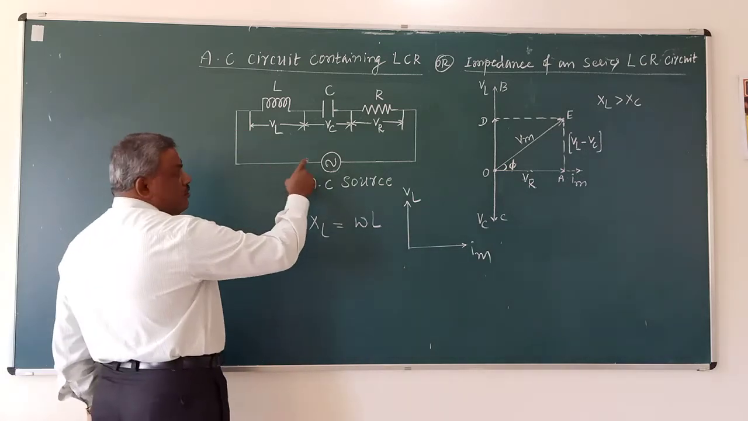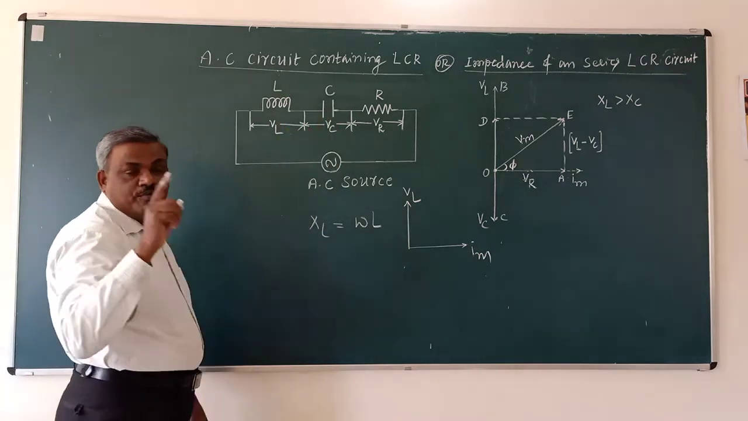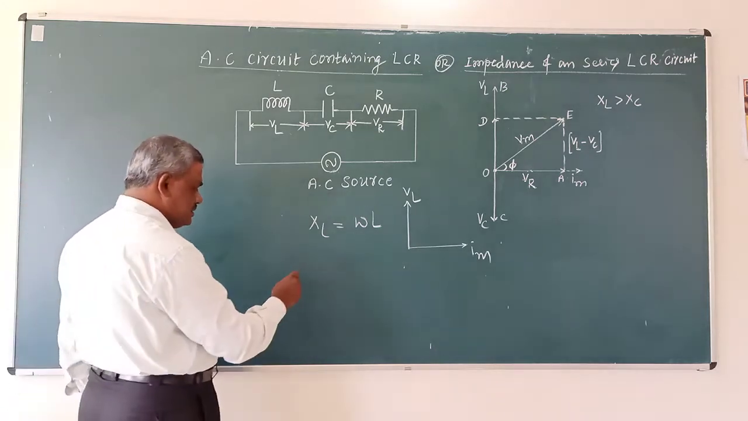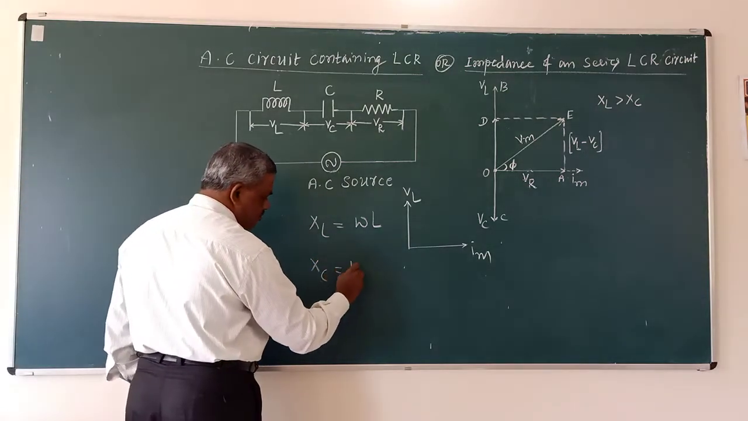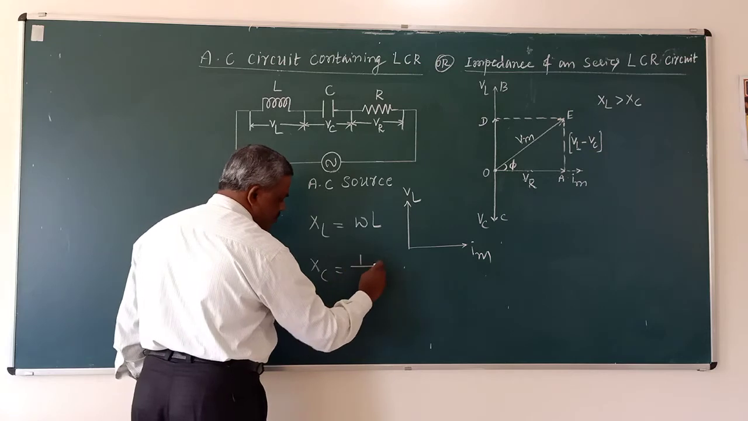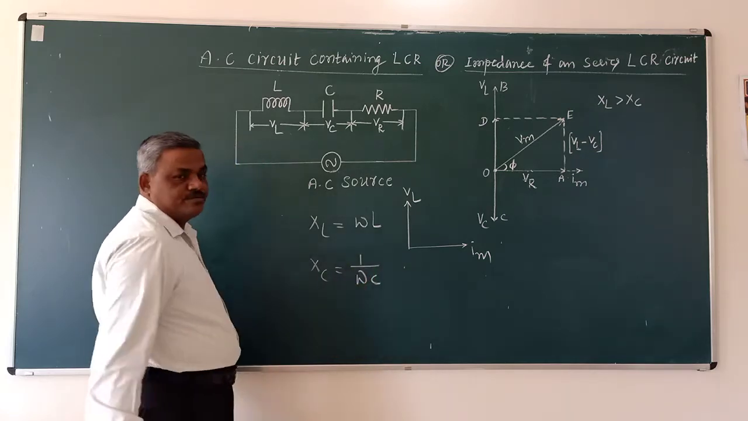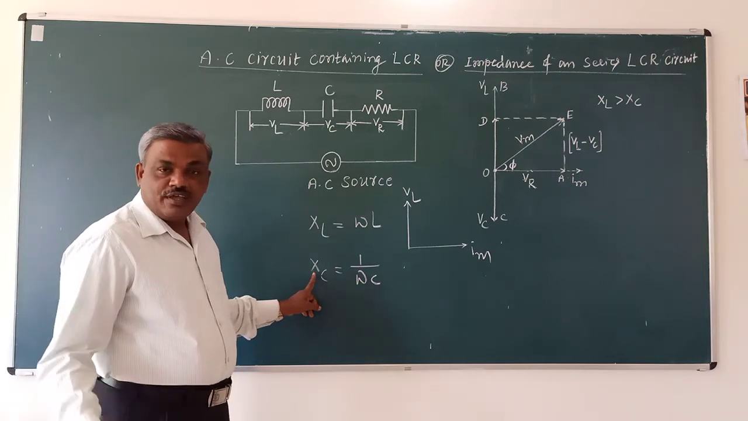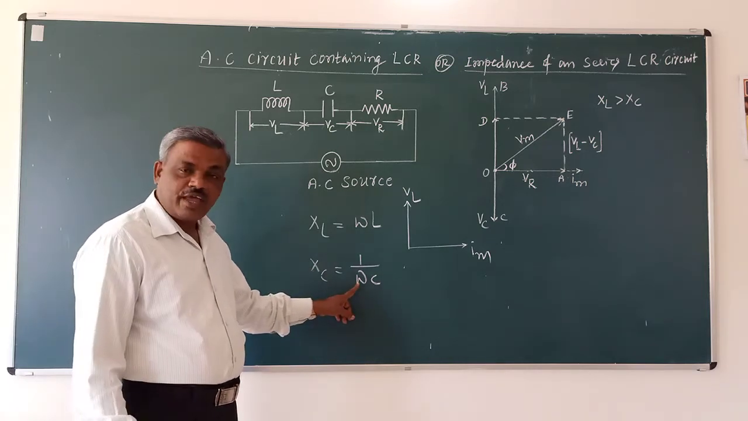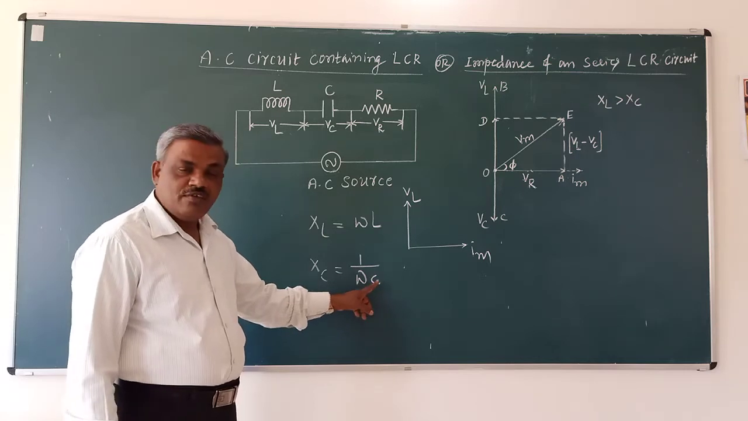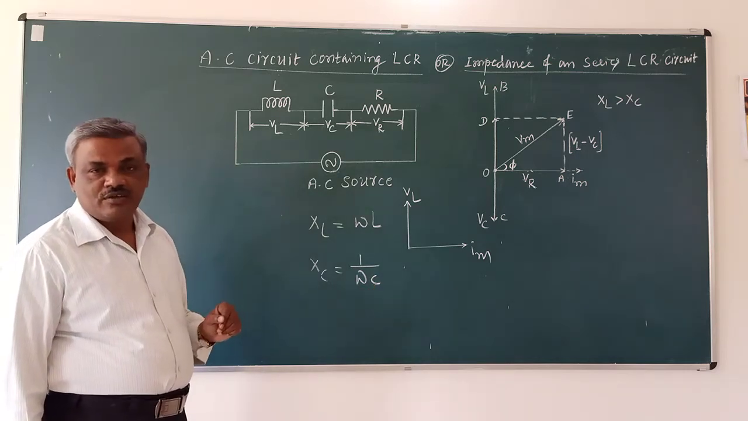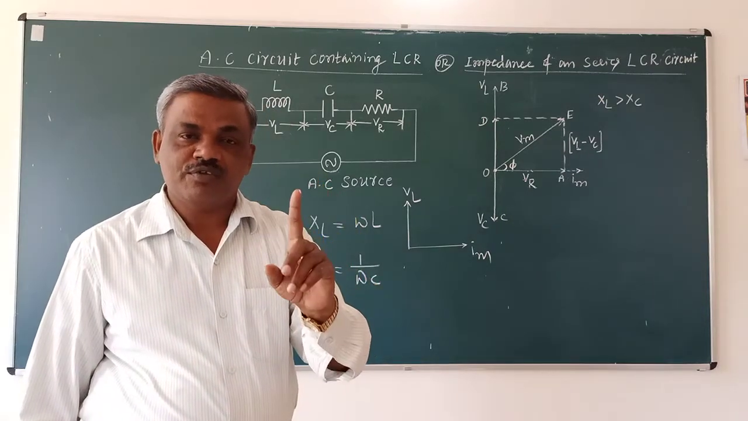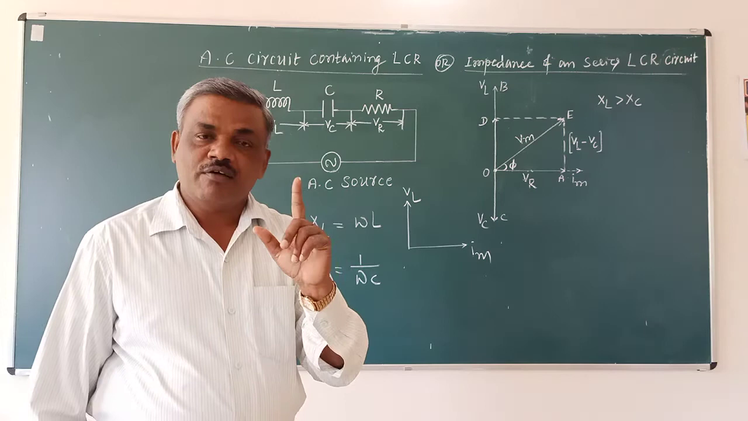Now alternating voltage applied to a pure capacitor. In a pure capacitor, capacitive reactance XC equal to 1 by omega C. XC is the capacitive reactance, omega is the angular frequency of AC, and C is the capacitance of the capacitor. Here also the phase difference between voltage and current in a pure capacitive circuit is 90 degrees or pi by 2.